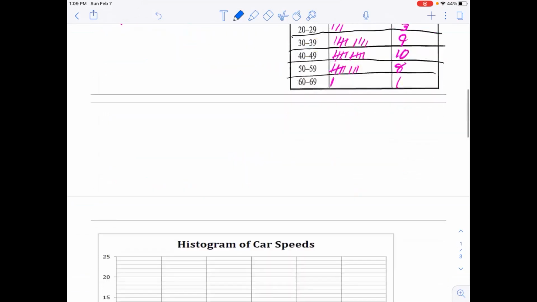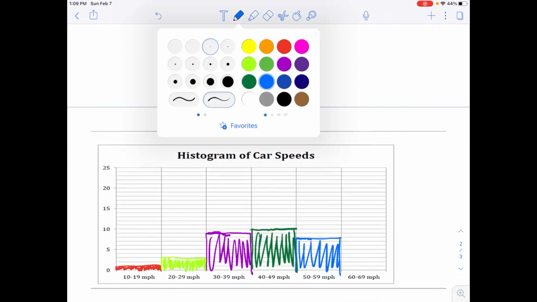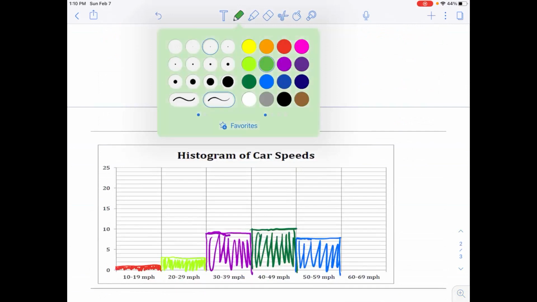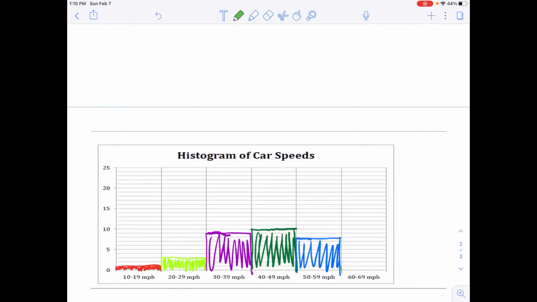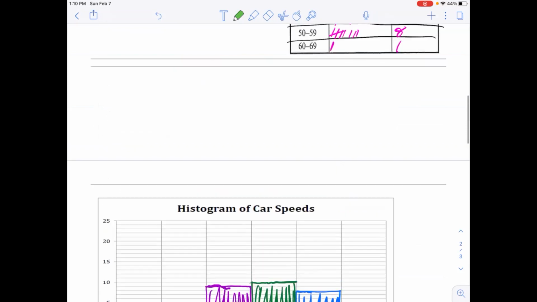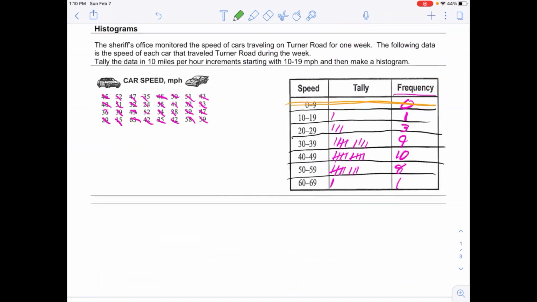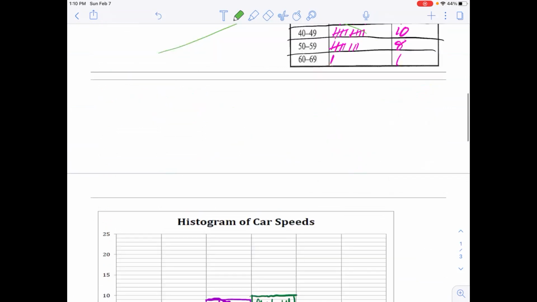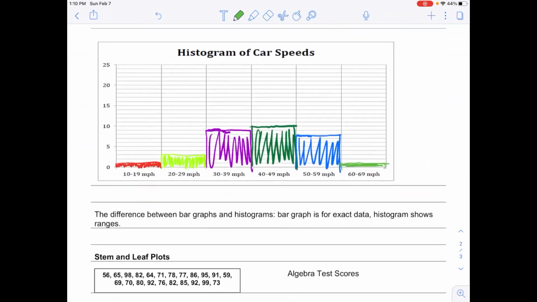60 to 69 is 1 tall. And that's my histogram. Now, once I have my histogram, I don't know anymore. If I take away this data and I just look at this histogram and I give this to someone, now this person can see that 1 car went between 10 and 19 miles per hour. 3 cars went between 20 and 29. Most cars went between 30 and 59 miles per hour.